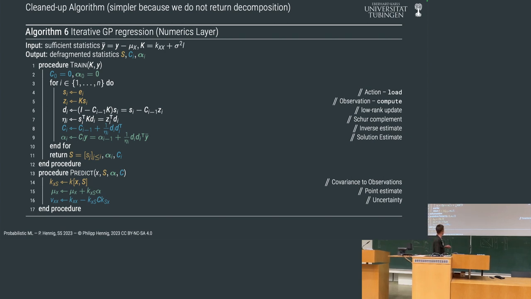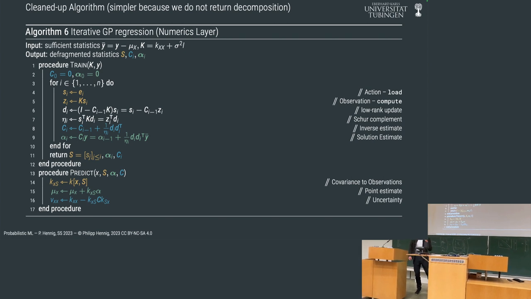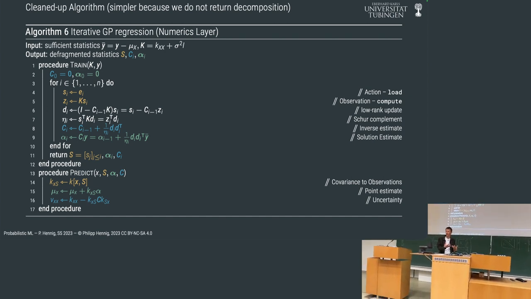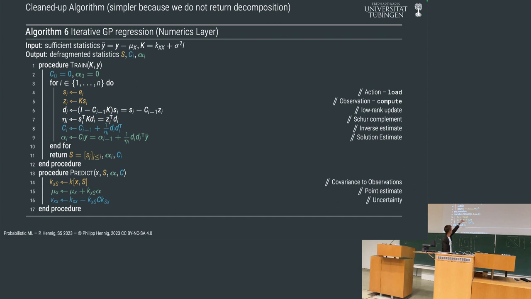Yeah, so the question is, if we do this on a million data points, do we have to store a matrix that's a million by a million? No, you don't have to store a matrix that's a million by a million. You have to store a matrix that is a million by i. It's a rectangular thing. Because you don't actually have to store C. You store C as a data structure that isn't an array. You store it as a collection of these d_i's and eta_i's.